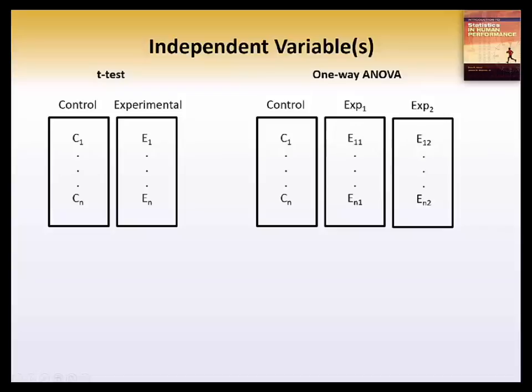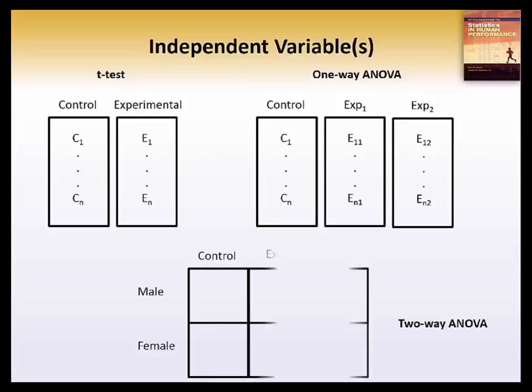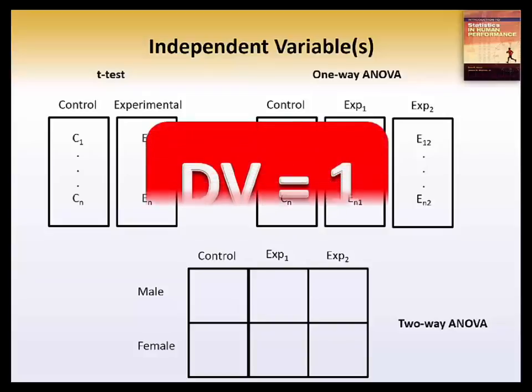We increased the complexity a bit when we went to analysis of variance. Here a one-way analysis of variance with a single independent variable, but with three levels of the independent variable. We increased the complexity a bit more when we went to a two-way analysis of variance. Here we have two independent variables, gender with two levels, and experimental condition with three levels. But in each case, each of these models involved a single dependent variable.